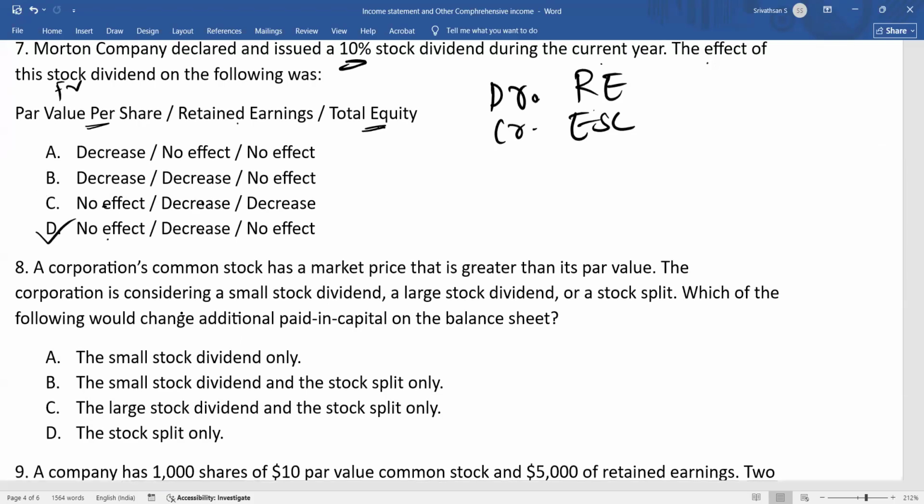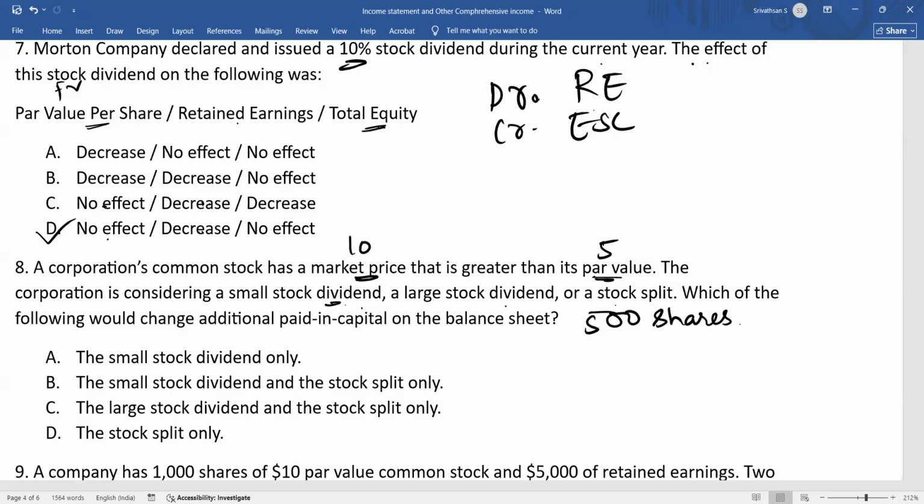Eighth question. A corporation's common stock has a market price that is greater than its par value. The corporation is considering a small stock dividend, a large stock dividend, or a stock split. Which of the following would change additional paid in capital on the balance sheet? The question clearly says the market price is greater than the par value. So let's assume that the market price is 10 and par value is 5. Let's say the company is going to give a small stock dividend of, let's say, 500 shares.